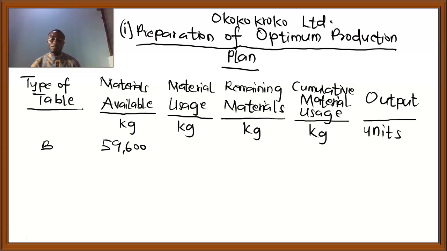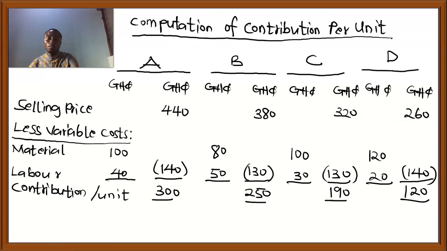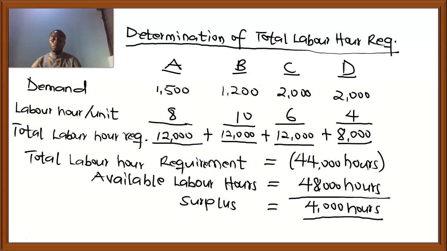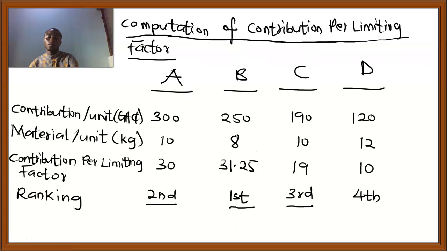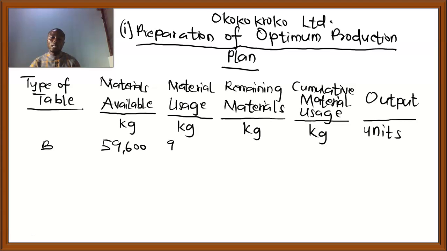And then the material requirement for table B. Let's go back. For table B, we have a material requirement of 9,600. So that is 9,600. We subtract the 9,600 from 59,600 and we get 50,000 as the remaining materials. That is, after using 9,600, we have 50,000 as the remaining one.